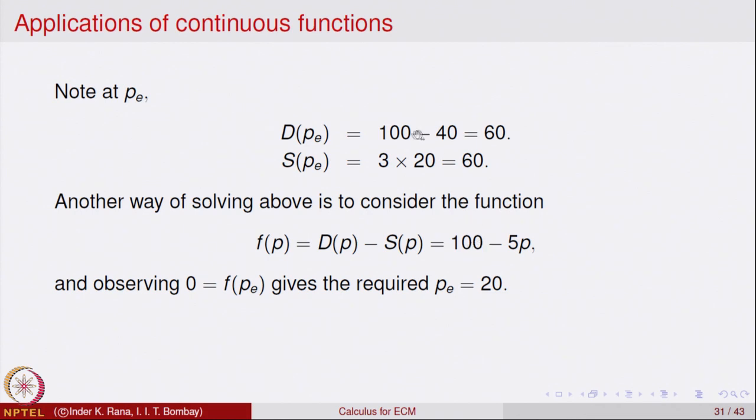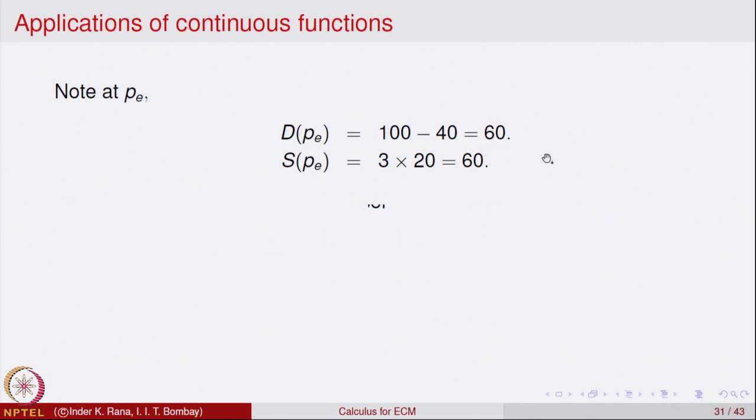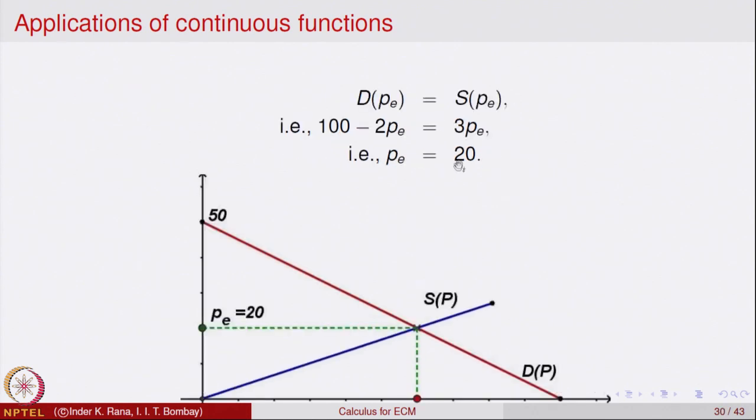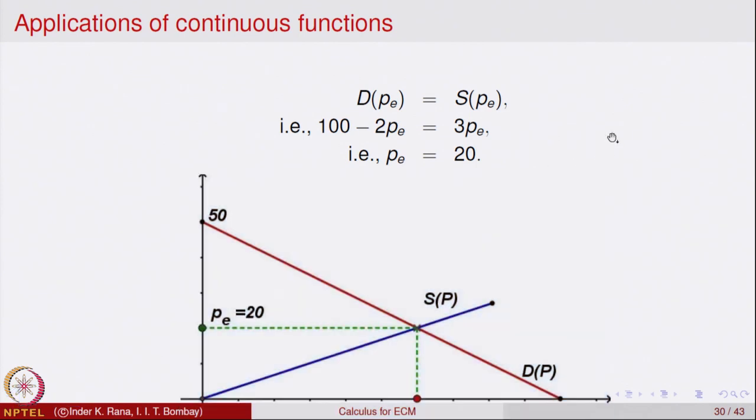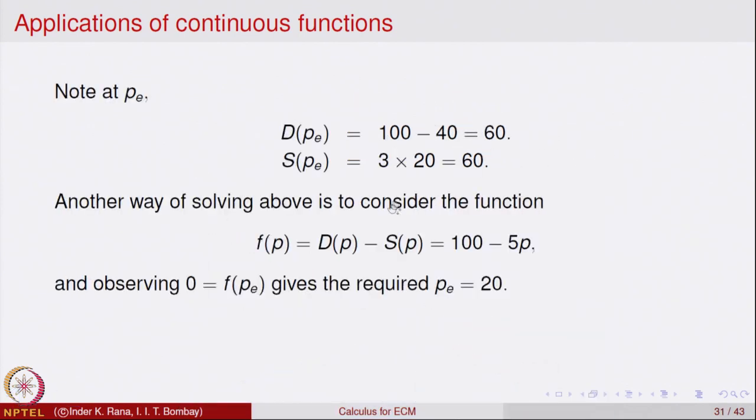The demand function, if you recall, was 100 minus 2p, and supply was equal to 3p. So, let us put those values in the two equations and find f of p, which is d of p minus s of p. Simplifying this, we get 100 minus 5p.